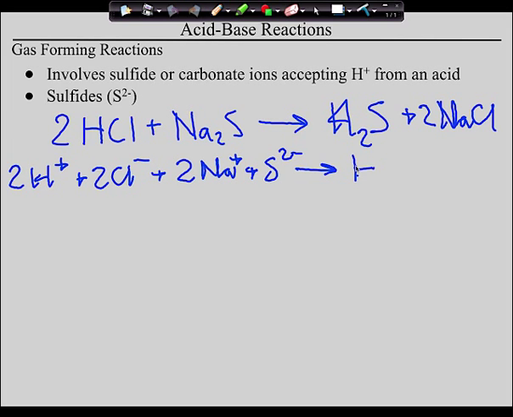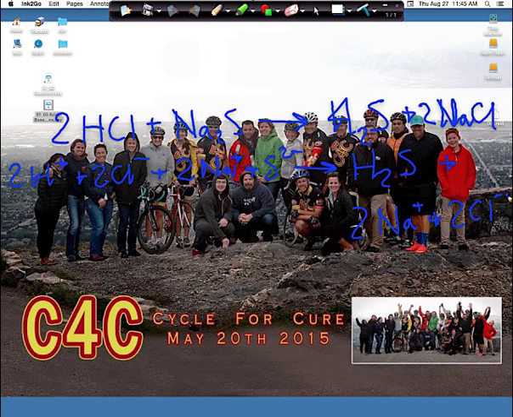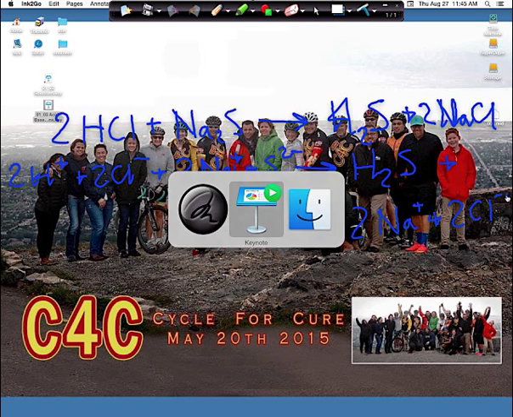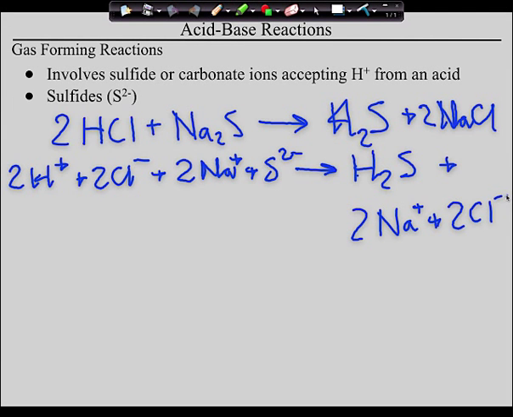So this doesn't change, and then our other product is NaCl. And I pray that if you know nothing else, you know that table salt dissolves in water. What on earth? Apparently not. Okay, so now guys, let's check our spectators.